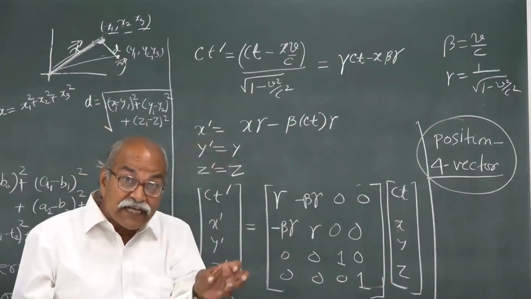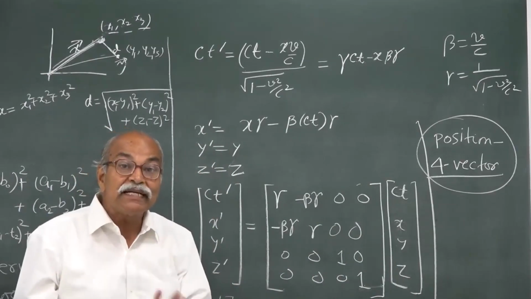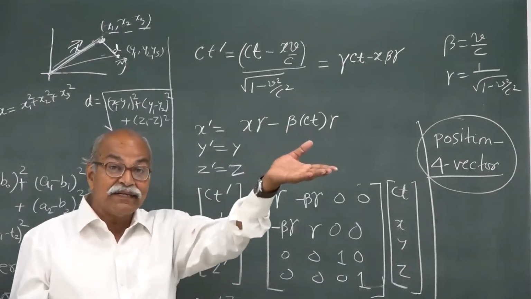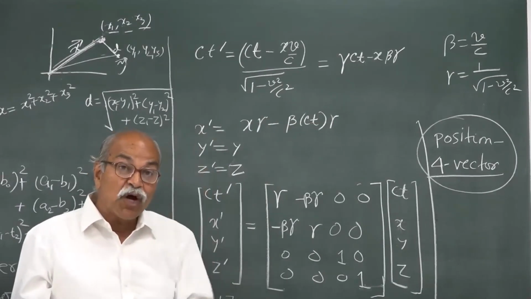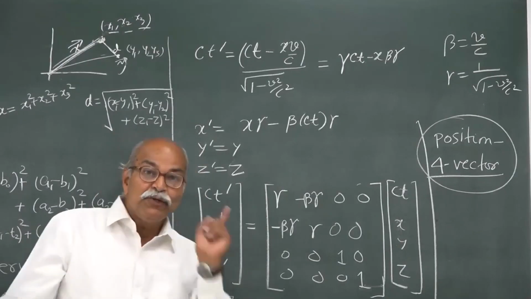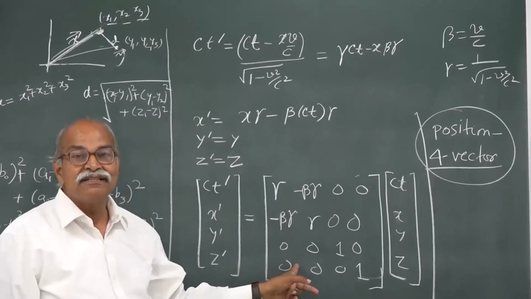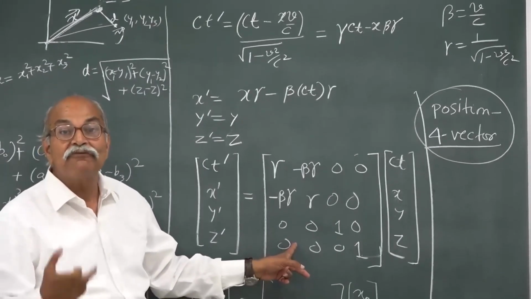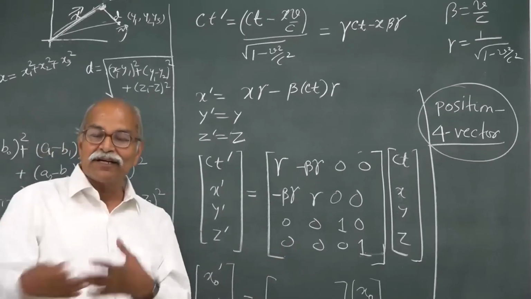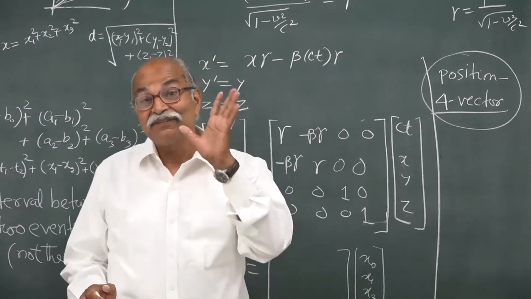Any other physical quantity which can be represented by 4 components, not necessarily time component and position component, but 4 components, and if those components change when you go from S to S prime in this particular fashion, they qualify for being called a 4 vector, and we will come across many other 4 vectors also apart from this position 4 vector.